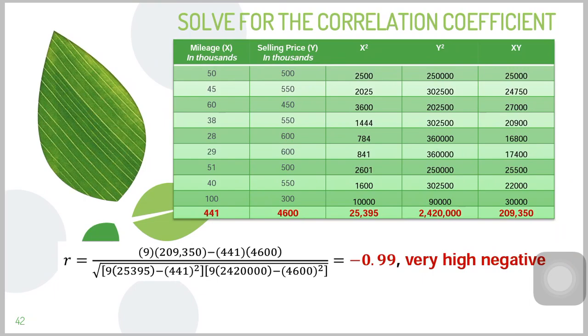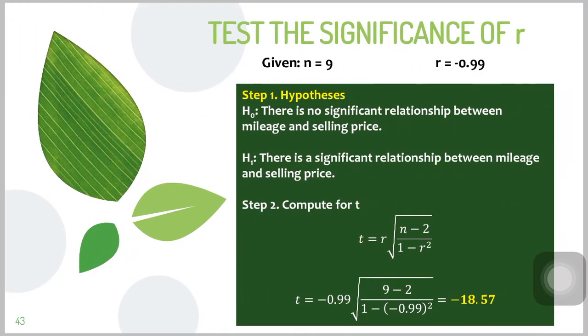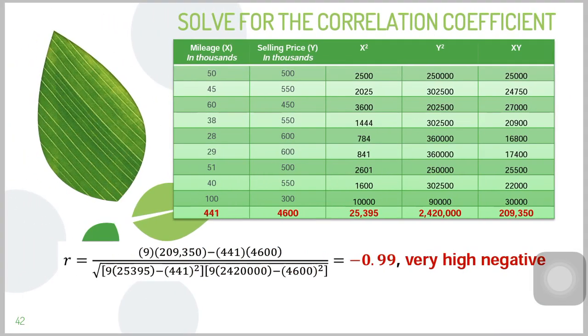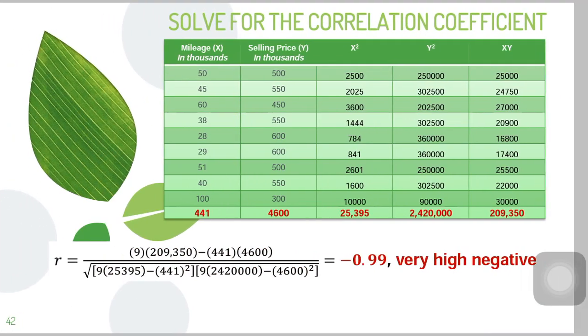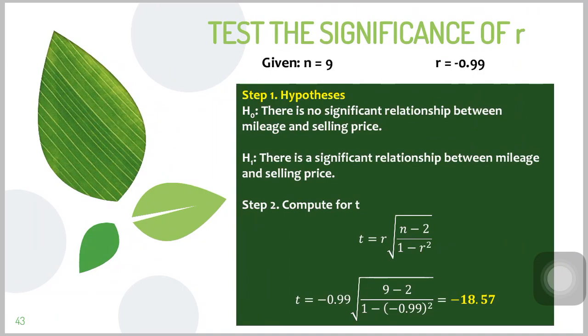So it means that it's negative: if the mileage increases, the selling price decreases. It means that the farther the van has traveled, the lower the selling price will be. Now let's test for the significance of R. We only have 9 vans, 9 entries, and our R is negative 0.99.